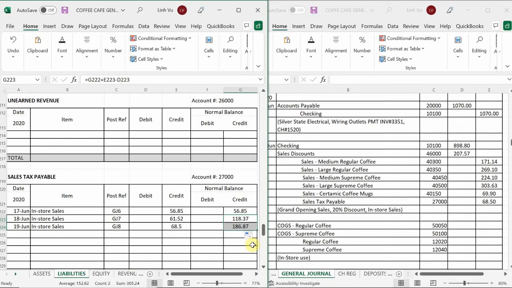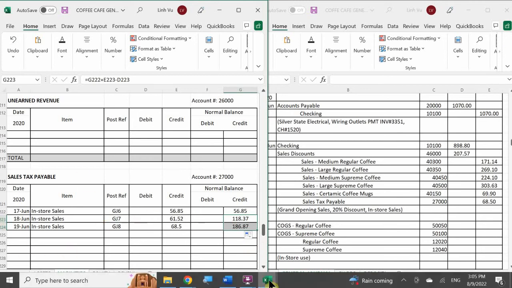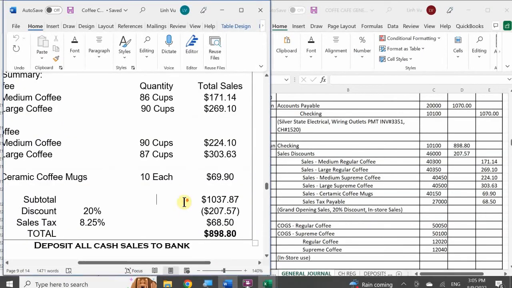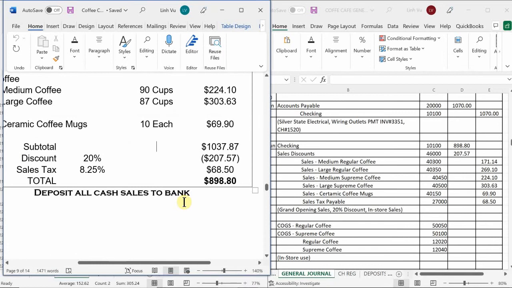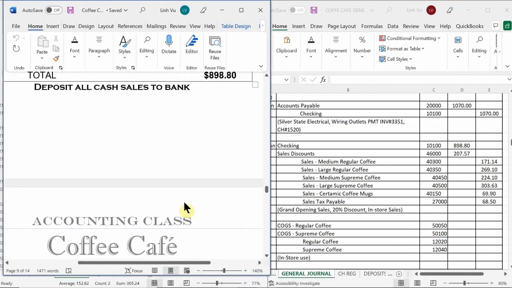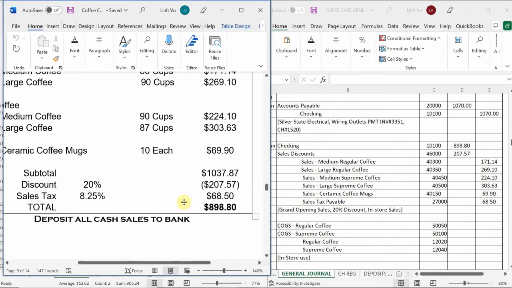And that is it for the first part. Okay. Good. Now we have to do the cost of goods sold and update the inventory. Okay. So in this case, let's take a look at how much we use in the store, but there's still one more thing we have to do too before we do the inventory.